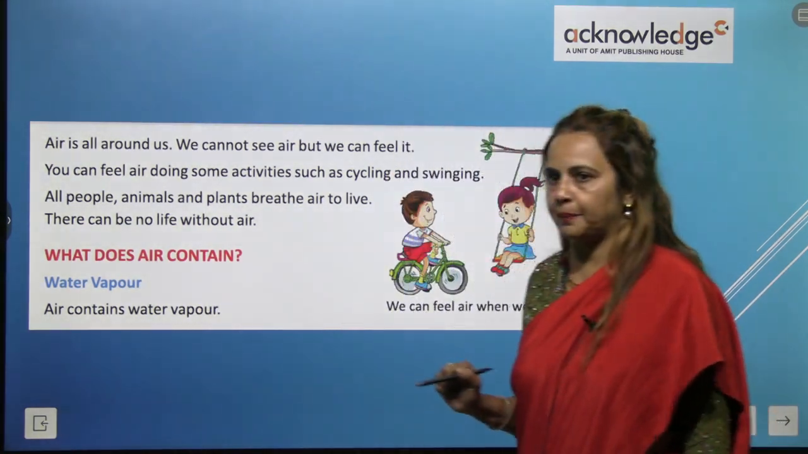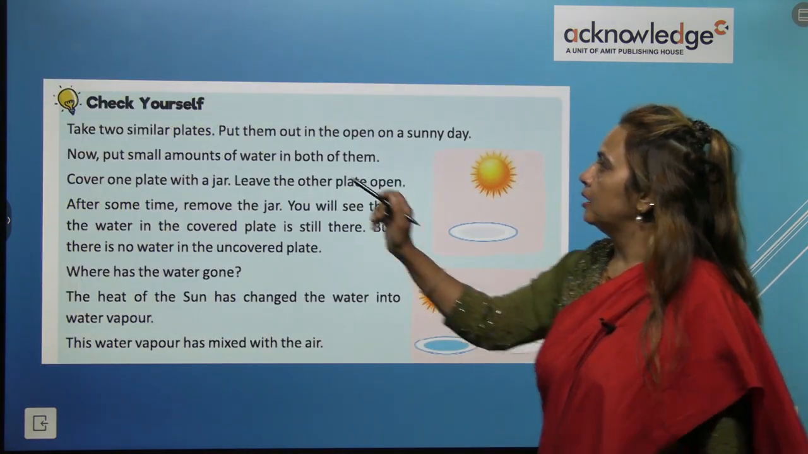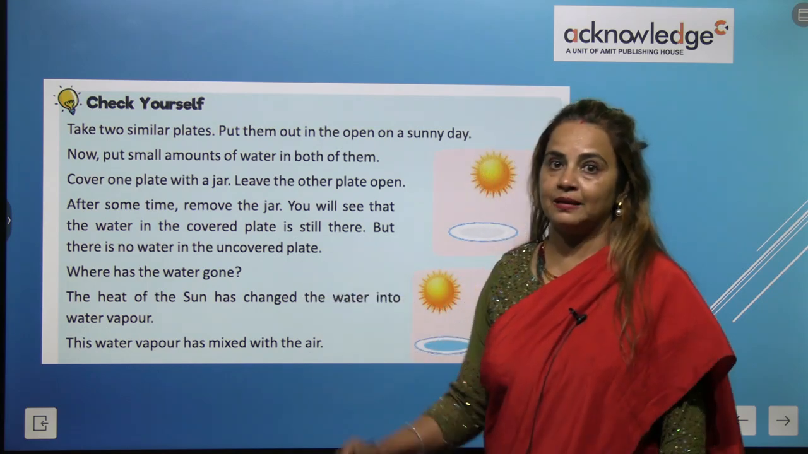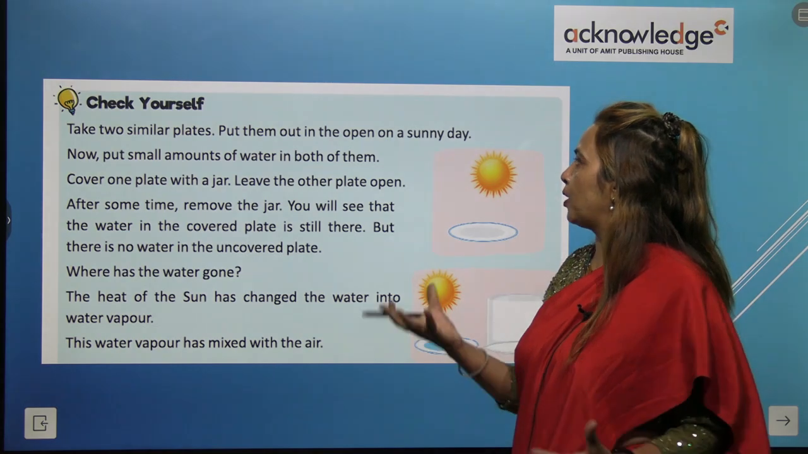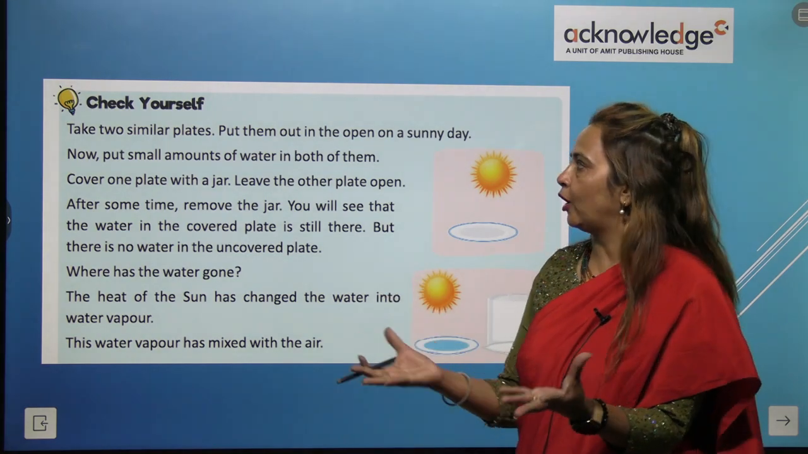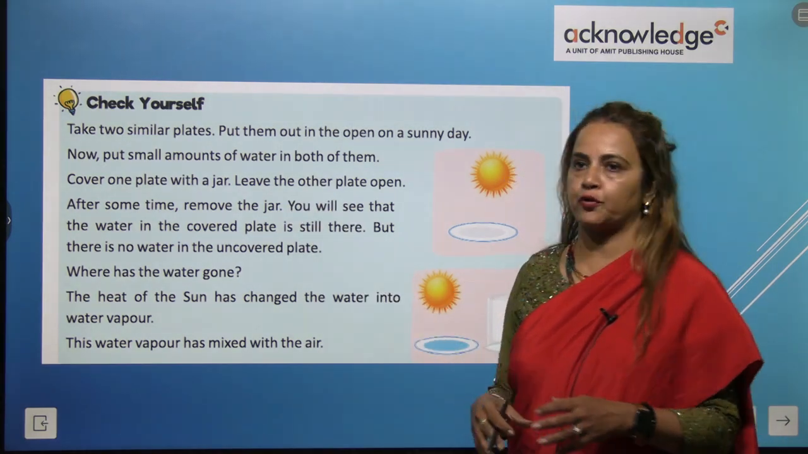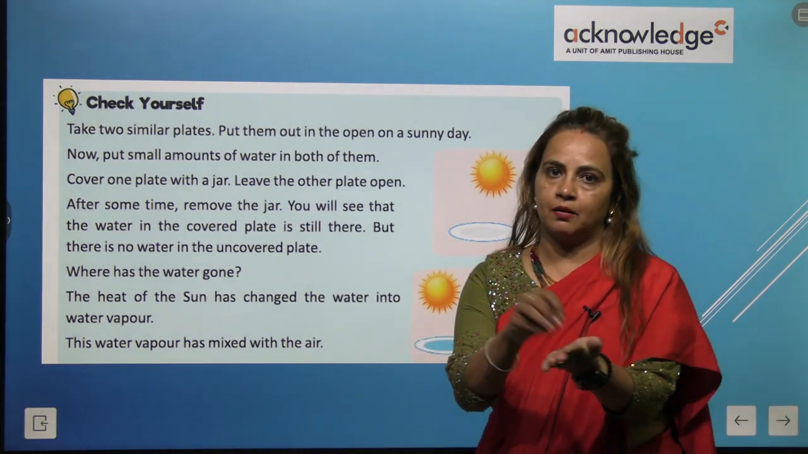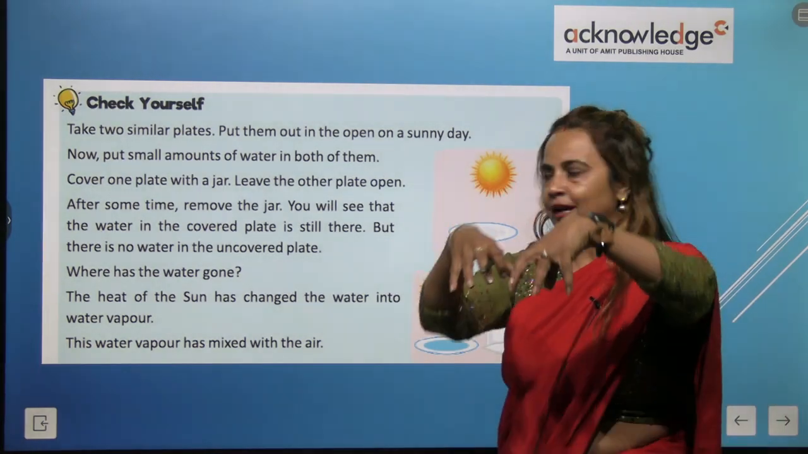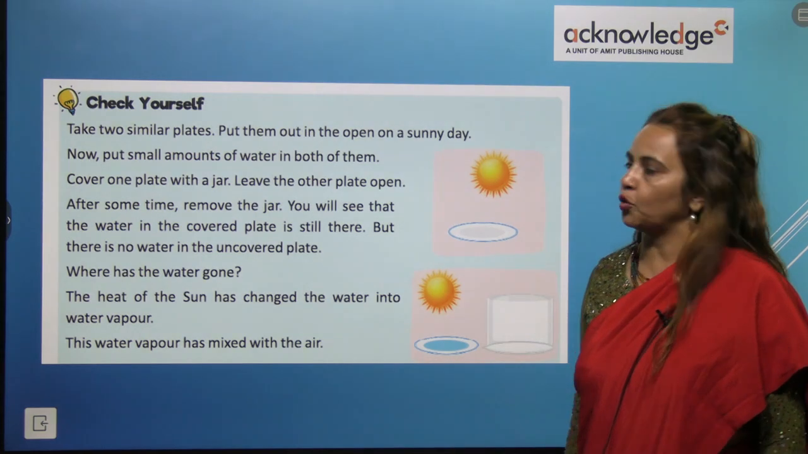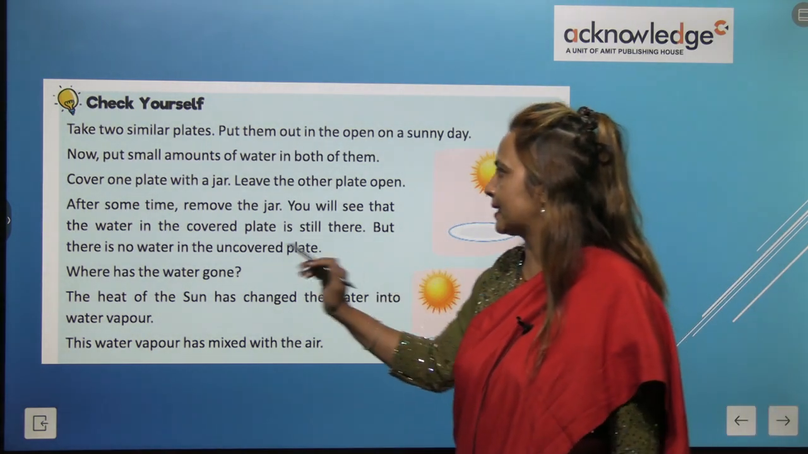Air contains water vapor. We can feel air when we move. Check yourself. It's an example. Take two similar plates and put them out on an open and sunny day. हमें दो प्लेट लेनी है और हमें इनको धूप में रख देना है. Now put some amount of water in both of them. दोनों प्लेट्स में हमें वाटर डालना है. Cover one plate with a jar और एक प्लेट को जार से रख देना है. Leave the other plate open, दूसरी प्लेट को हमें छोड़ देना है ऐसे ही.